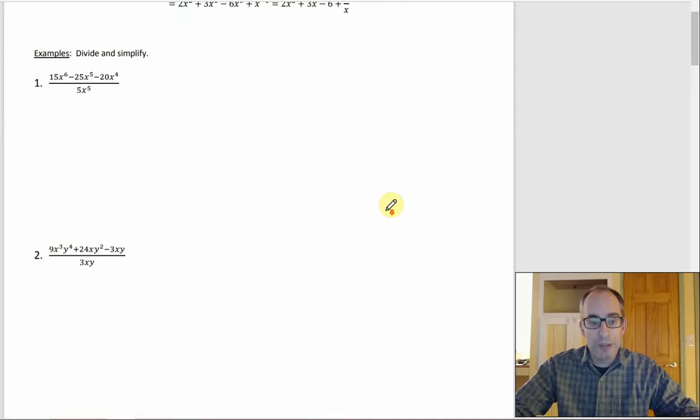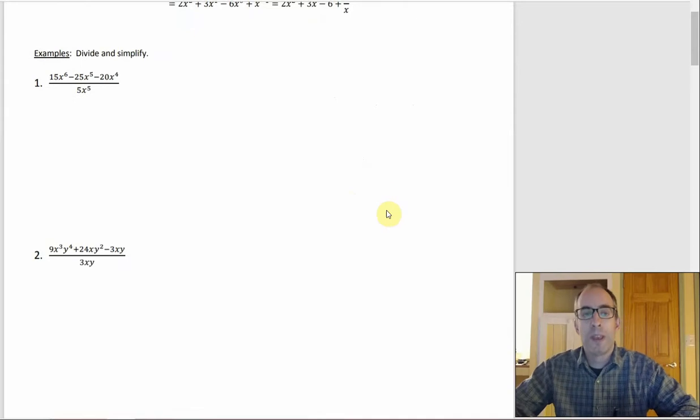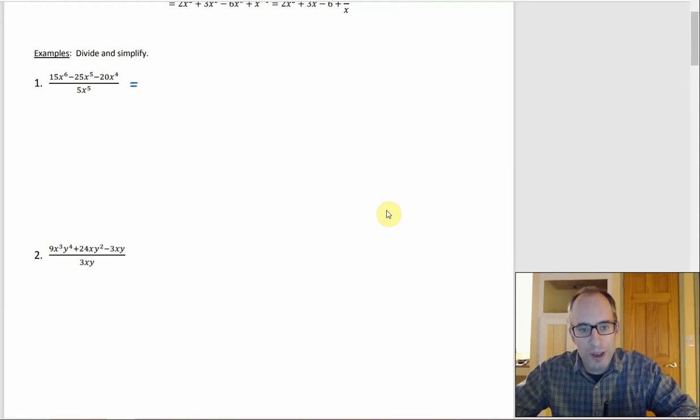So with these examples here, I'm going to do the exact same thing. Like here with number 1, I'm going to write that as 3 separate quotients where the 5x to the 5th is in the denominator in each one. So I'm going to have 15x to the 6th over 5x to the 5th minus 25x to the 5th over 5x to the 5th minus 20x to the 4th over 5x to the 5th.